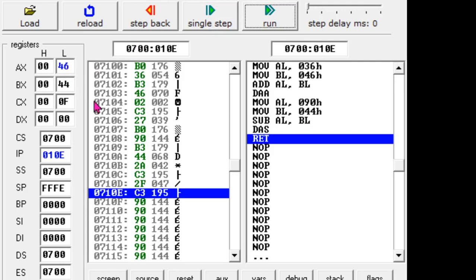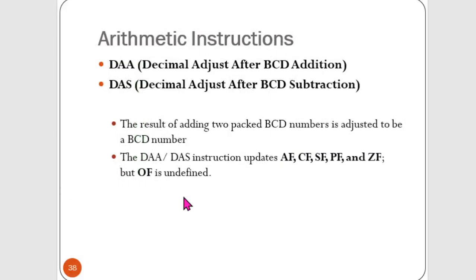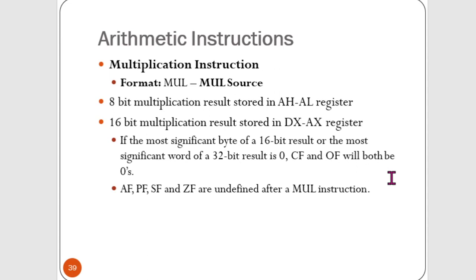So this is how the DAS works. So this is the importance of a decimal adjust instruction in addition as well as subtraction. So let's move on to the basics again. These are the two instructions that are most used, DAA and DAS instructions. One for addition, one for subtraction. Now let's go with the multiplication.